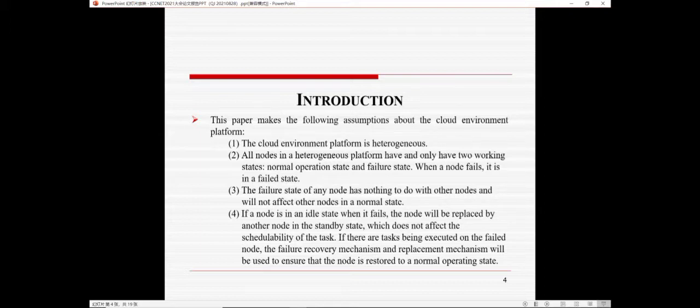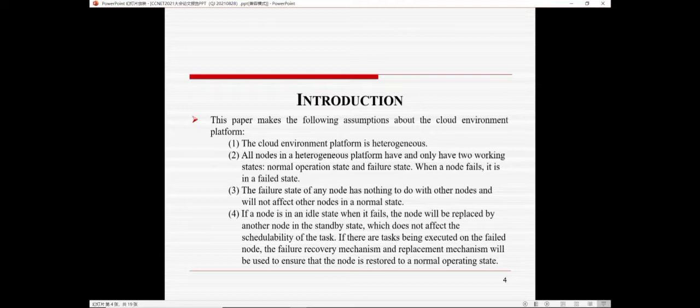So this paper makes the following assumptions about the cloud environment platform. The first is that the cloud environment platform is heterogeneous. The second is that our model in the heterogeneous platform has only two work statuses: normal operating status and failure status.